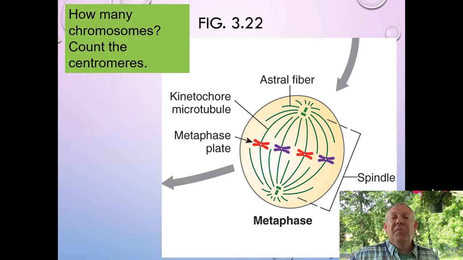Now, how many chromosomes do we have at this stage? Again, count the centromeres, all right? And so in this particular example, you've got four chromosomes that they're showing you. Now, each of those has been replicated. So you have twice the normal amount of DNA, but it's still only organized in the same number of chromosomes.